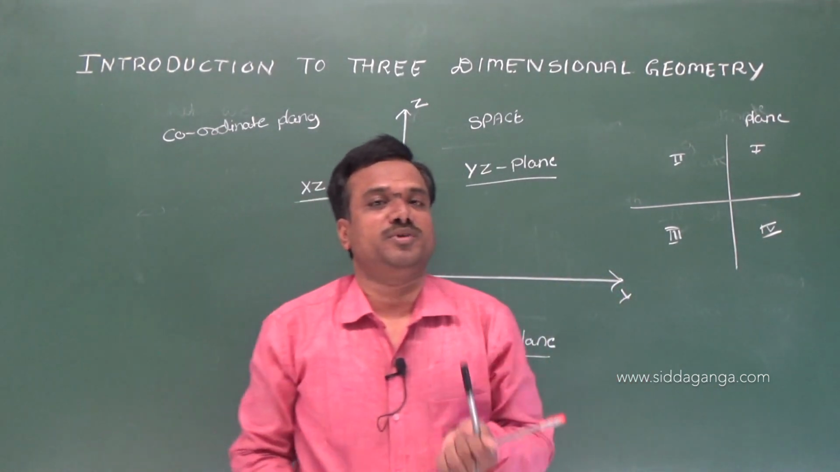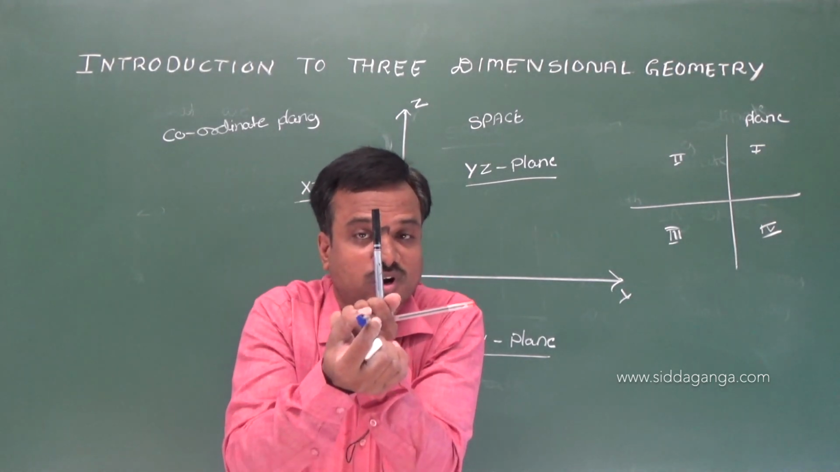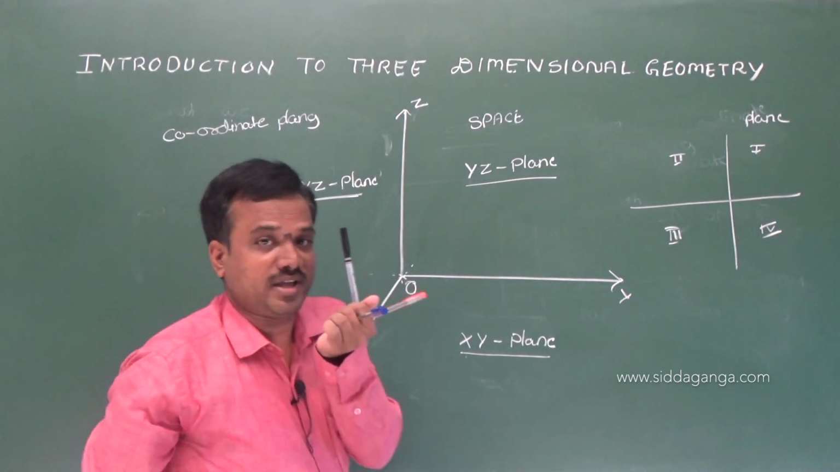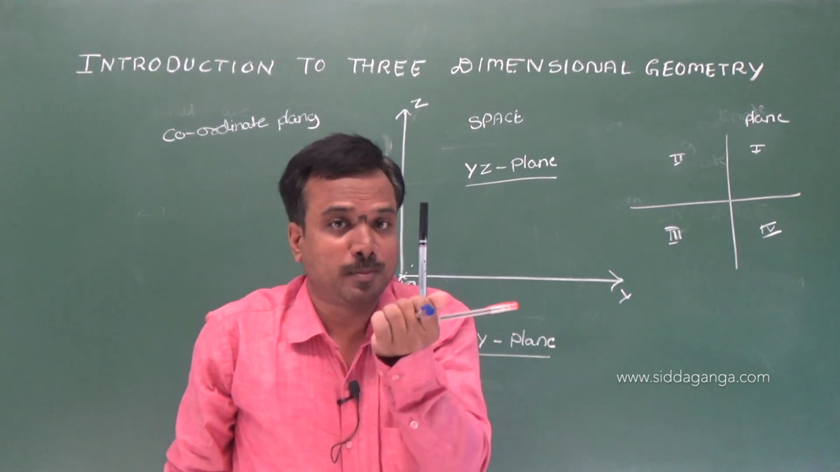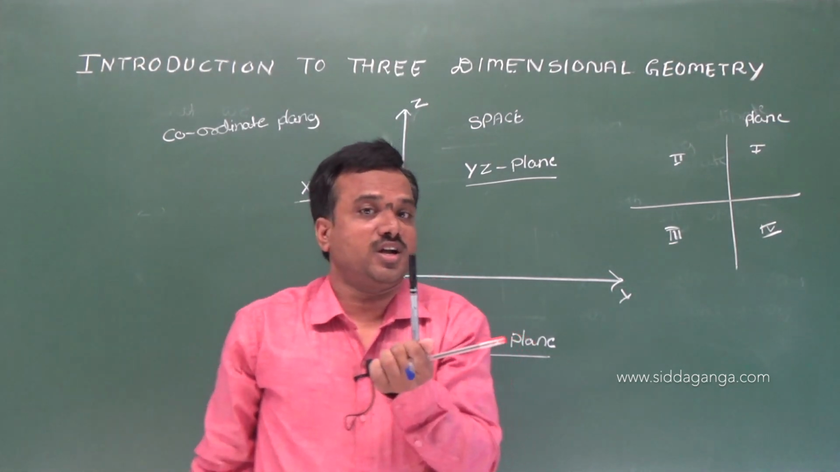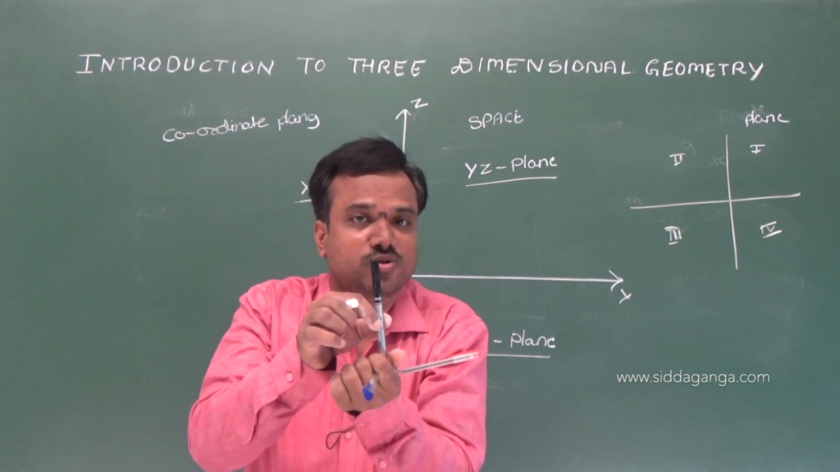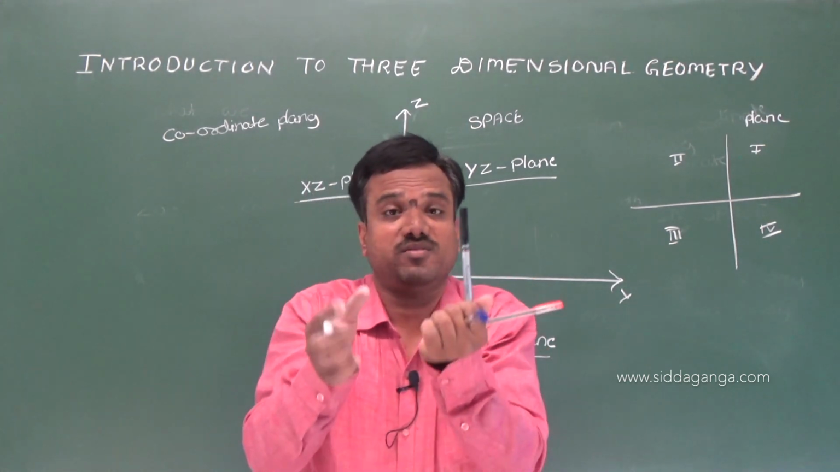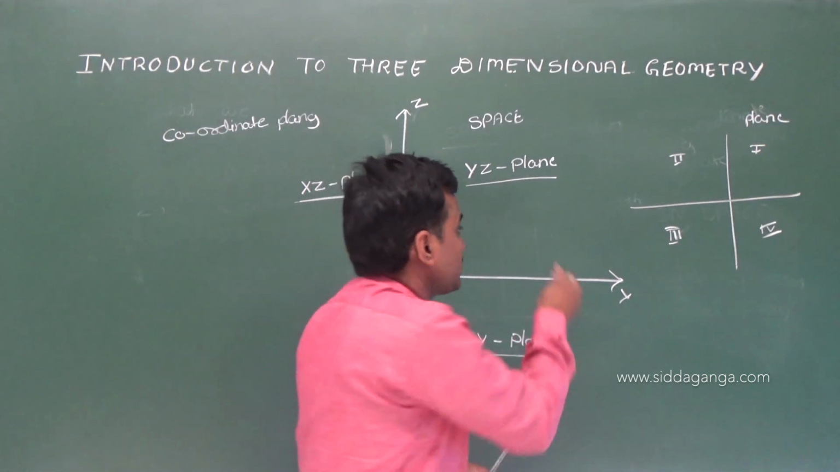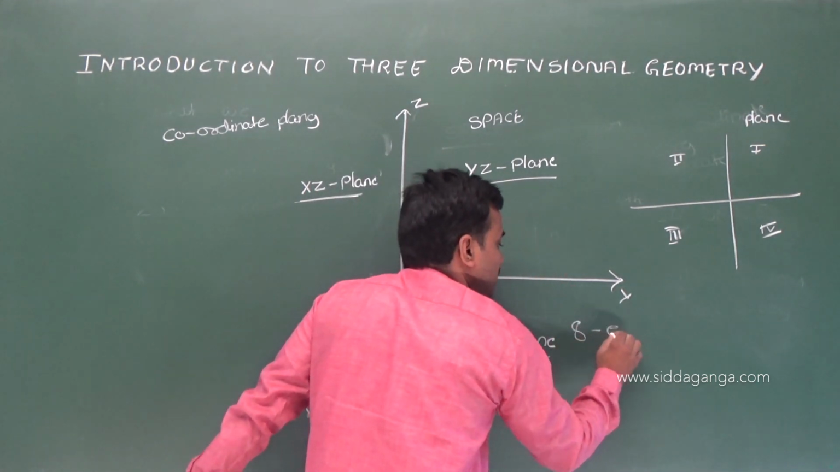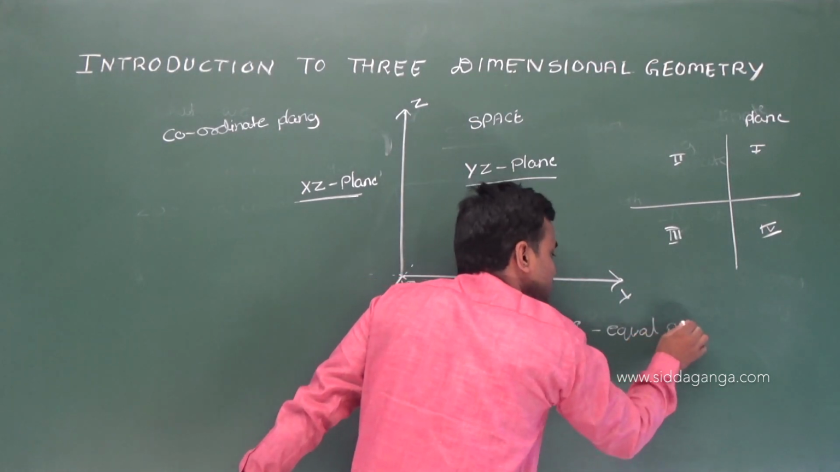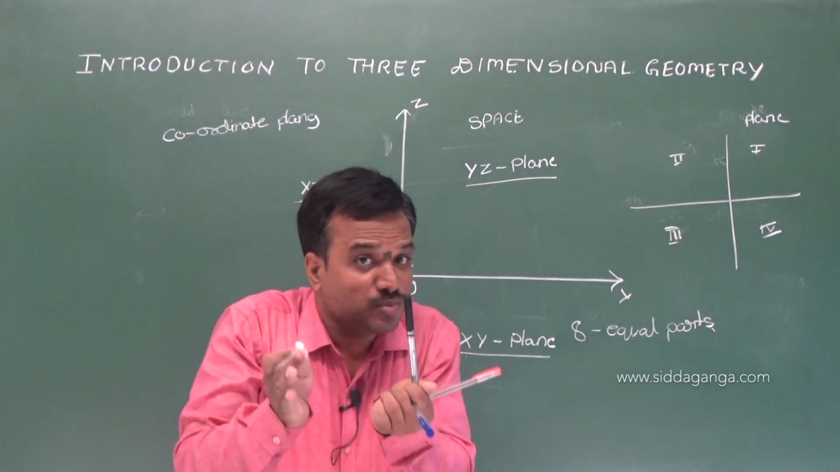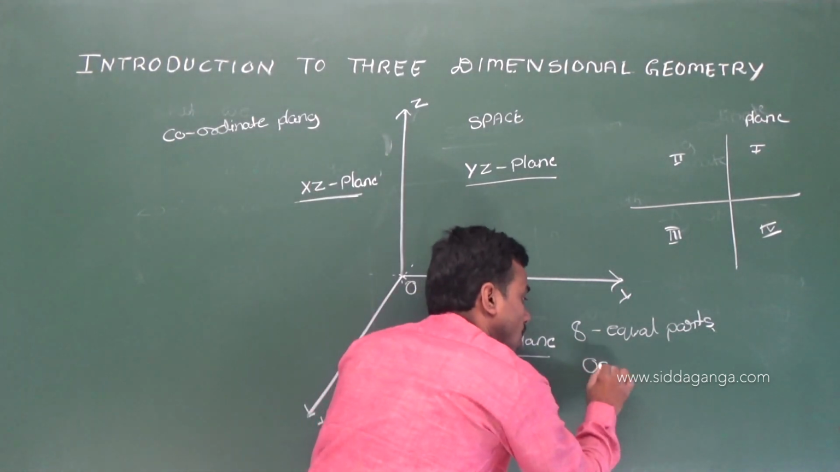In three-dimensional geometry, these coordinate planes, what are those planes? XY plane, YZ plane, XZ plane. These are mutually what? Perpendicular to each other. Correct? These are all mutually perpendicular to each other. These three planes divide the space into how many parts? 8 equal parts. We will see how it will be divided. Each part we call an octant.